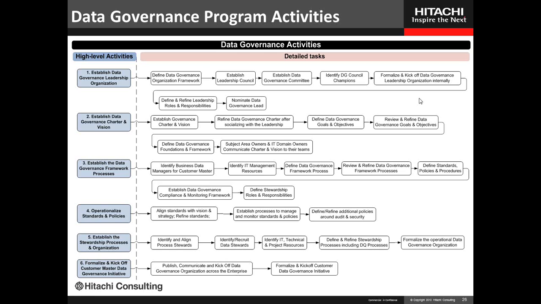Once again, a heavy slide. We talk about a different set of activities involved in data governance. First, establish a data governance leadership organization, and there are steps defined. Then establish the data governance charter and vision. Then establish data governance framework processes. Operationalize standards and policies. Then establish a data stewardship process and formally kick off the customer data governance initiative. So there are so many steps involved.